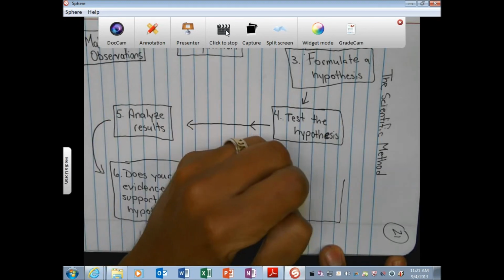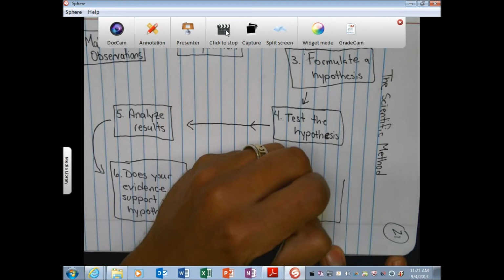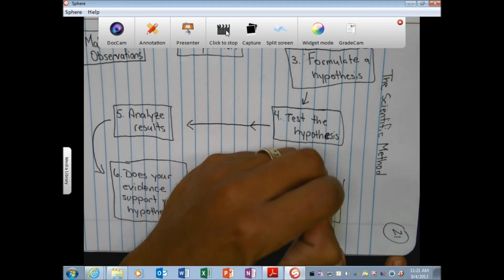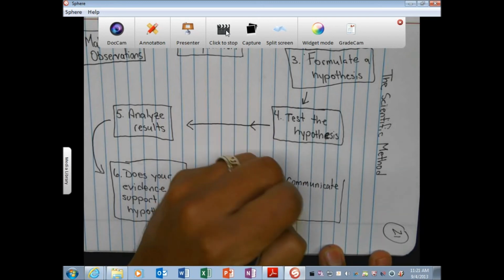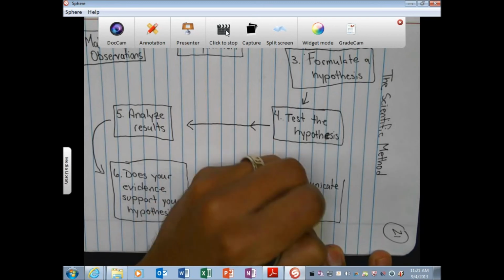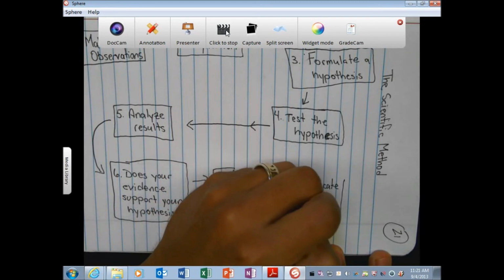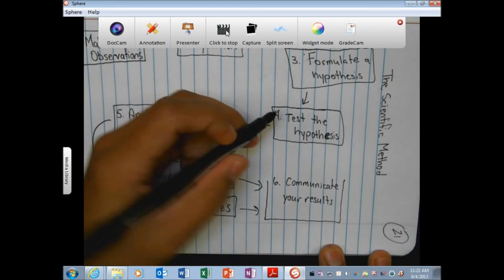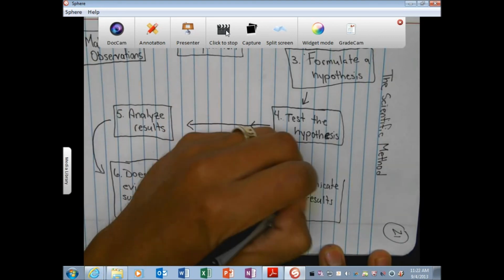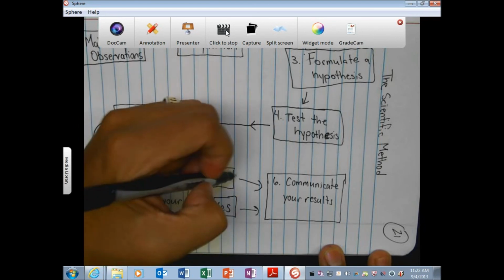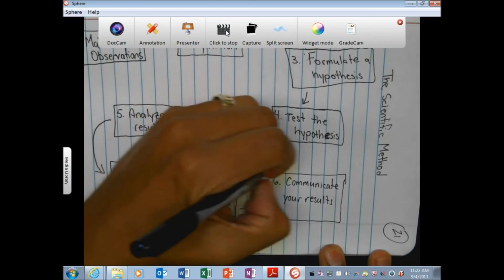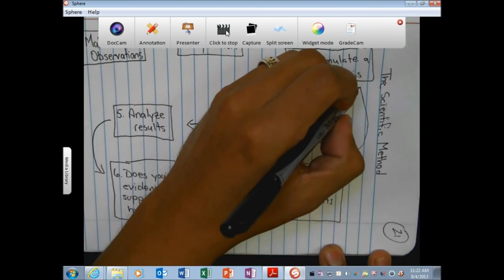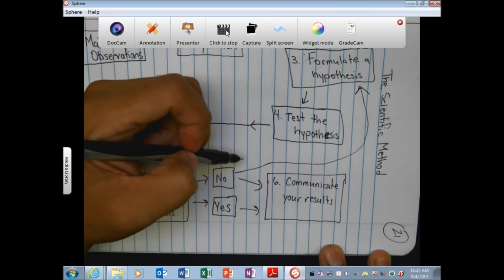The last one is I would just communicate my results. Now, if cheating was involved, obviously it wouldn't be a nice conversation. If you weren't sure, maybe you could ask some questions. So some of that would be going back to testing another hypothesis, making another hypothesis, and then testing it all over again if it was a no.